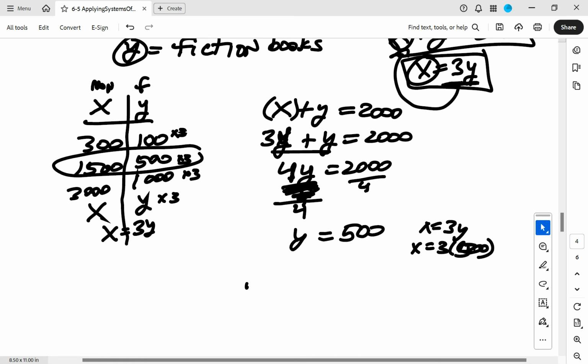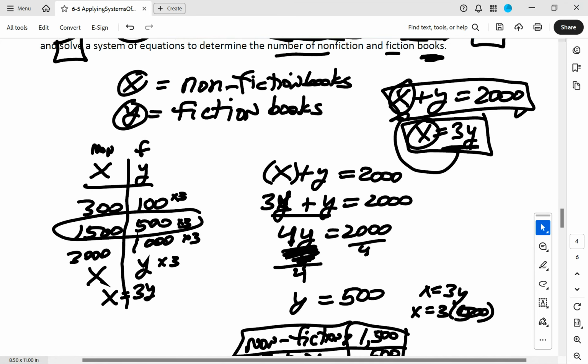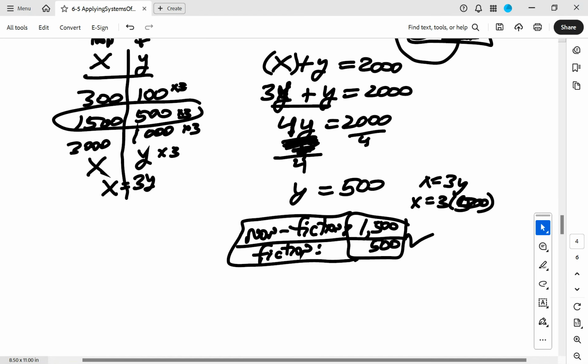So that means non-fiction books, there are 1,500, and fiction books, there are 500. And there are answers. So we had 2 equations, one of them very simple, but so what? It's still an equation and it's right. And then 1,500 of the nonfiction books and 500 of the fiction books.